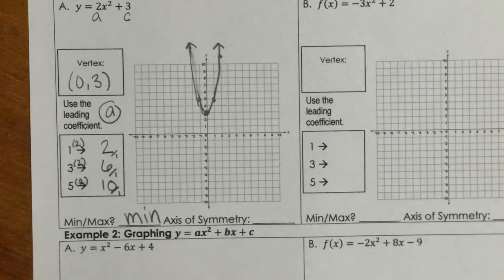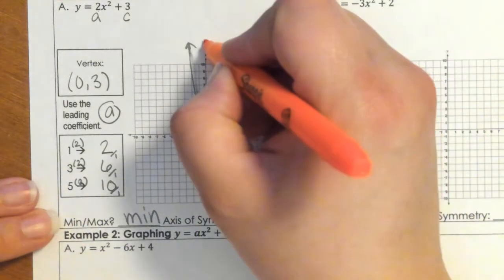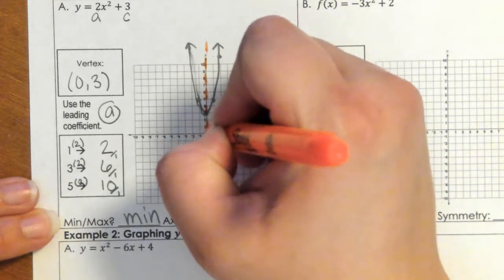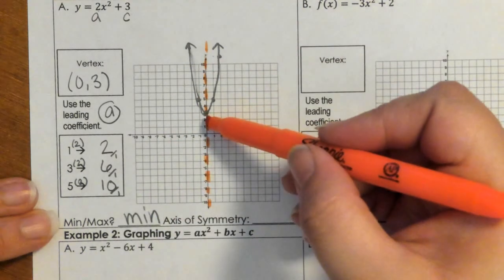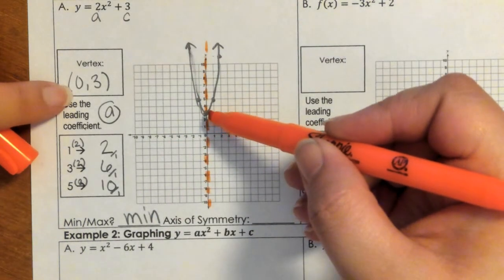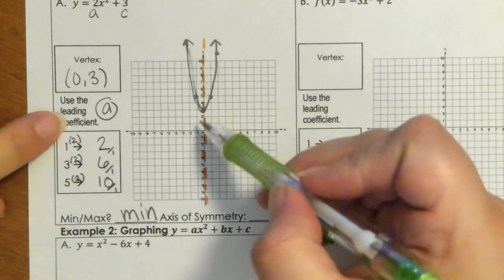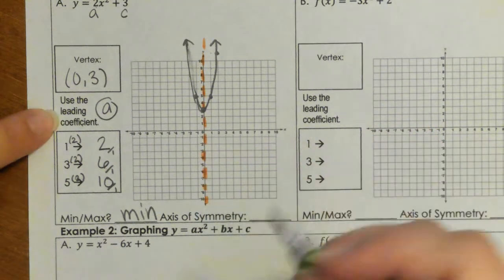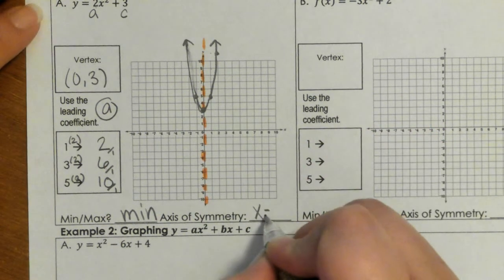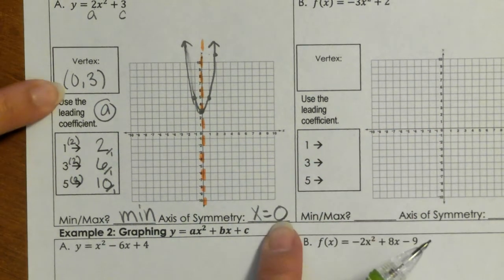And the axis of symmetry, we draw that right through the vertex. And so that vertex, remember, it aligns with your x. So if x is 0, that line should go right through 0, which it does. And so x is 0. Okay, so remember those match.